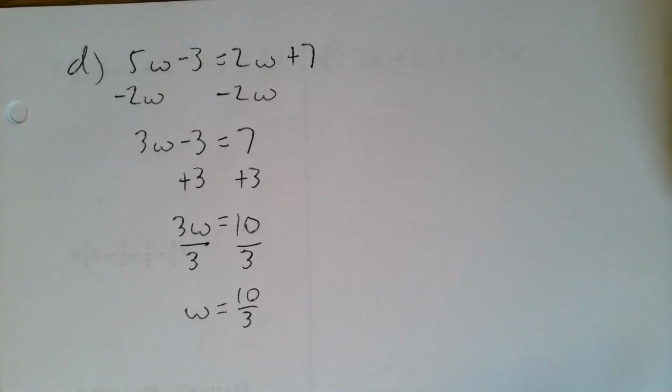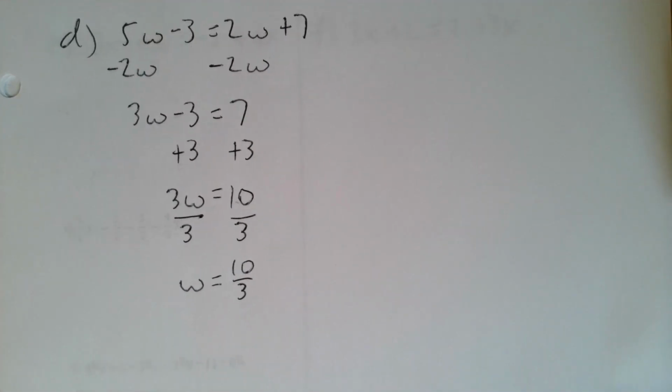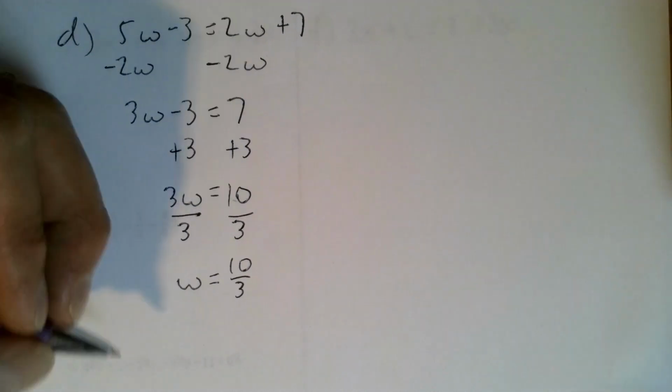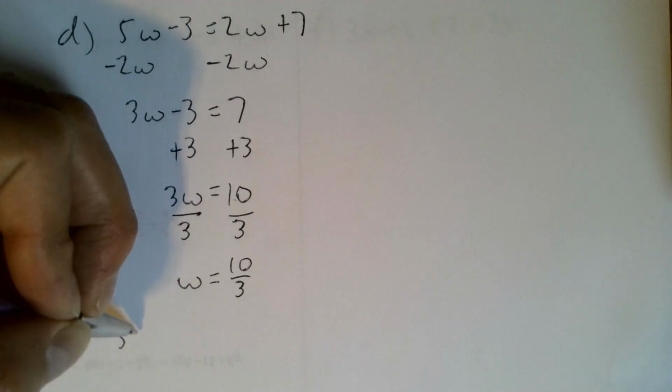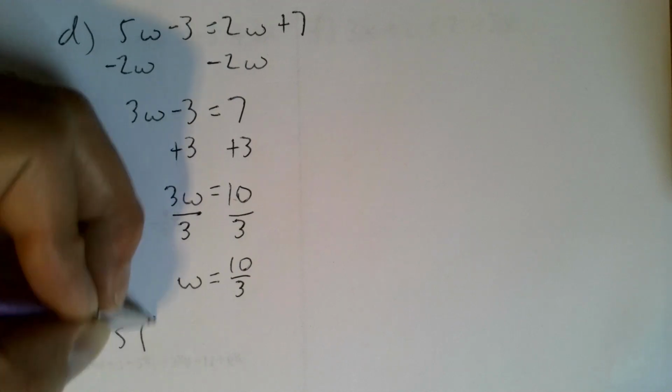And I recommend you leave this as an improper fraction, because the first thing we're going to do when we substitute it in is multiply. And it's much easier to multiply an improper fraction. Okay, so let's do our check here. We're going to write it exactly the same as the original, but instead of w, we're going to write 10 over 3 in brackets.